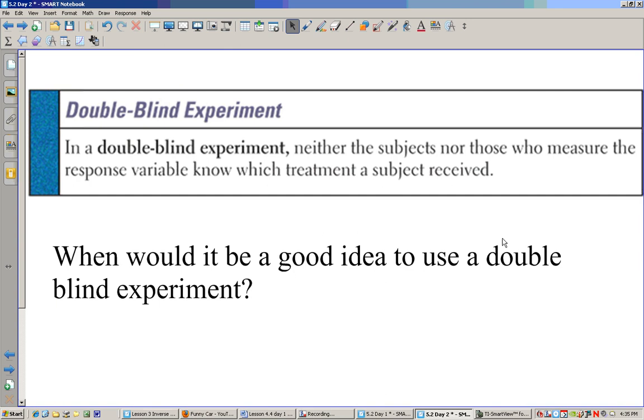Now, when is it a good idea to use a double-blind experiment? Mostly when the attitude of the person giving the treatment can give away what's happening. If a nurse knew that she was just going to give somebody sugar pills, maybe after a while she would get a bad attitude about it, or somehow give it away that what she's giving them isn't actually going to work.